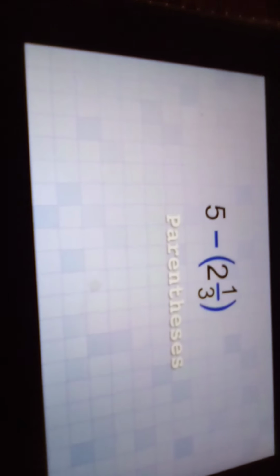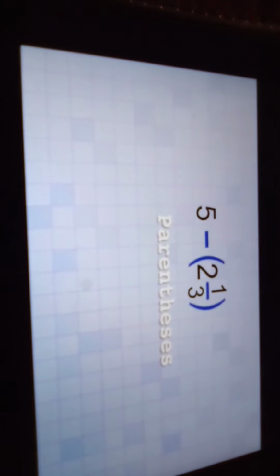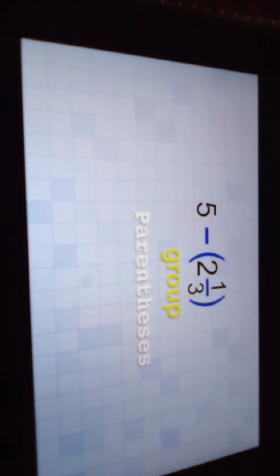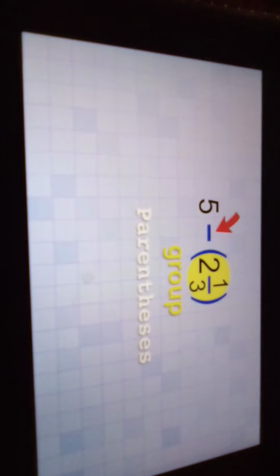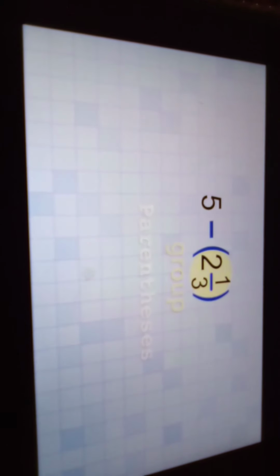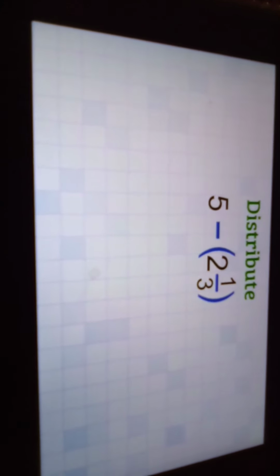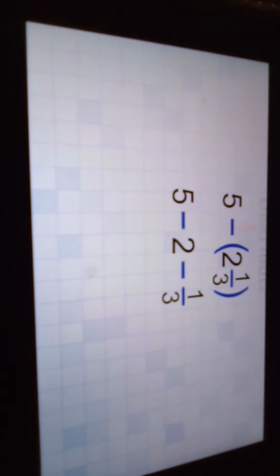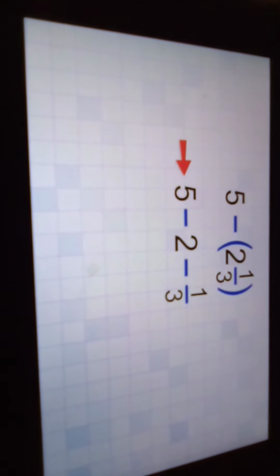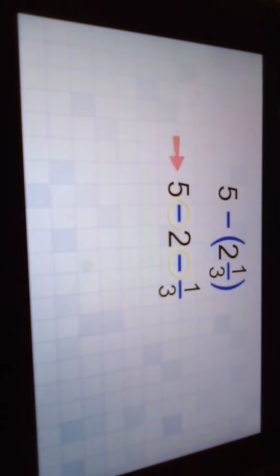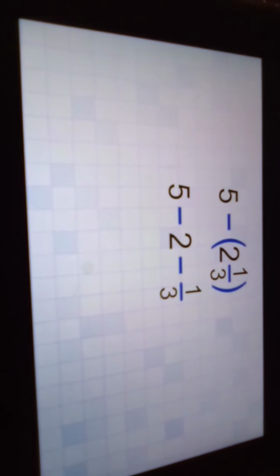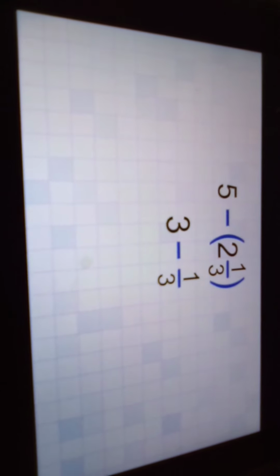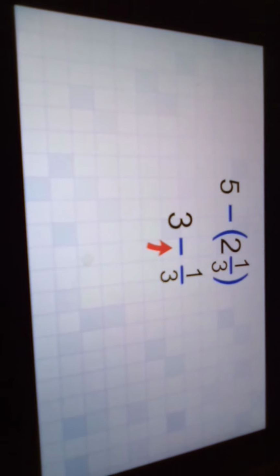One way to avoid that mistake is to use parentheses around the mixed number you're subtracting so you remember that its parts form a group, and you need to apply the minus sign to the whole group. And you can only get rid of the parentheses after you apply, or distribute, the subtraction to each member of the group, like this: minus 2 minus 1/3. Now that we have the problem written correctly, we'll get the right answer if we do these math operations. Going from left to right, we have 5 minus 2, which is 3. But then for the last step, we need to subtract 1/3 from 3.